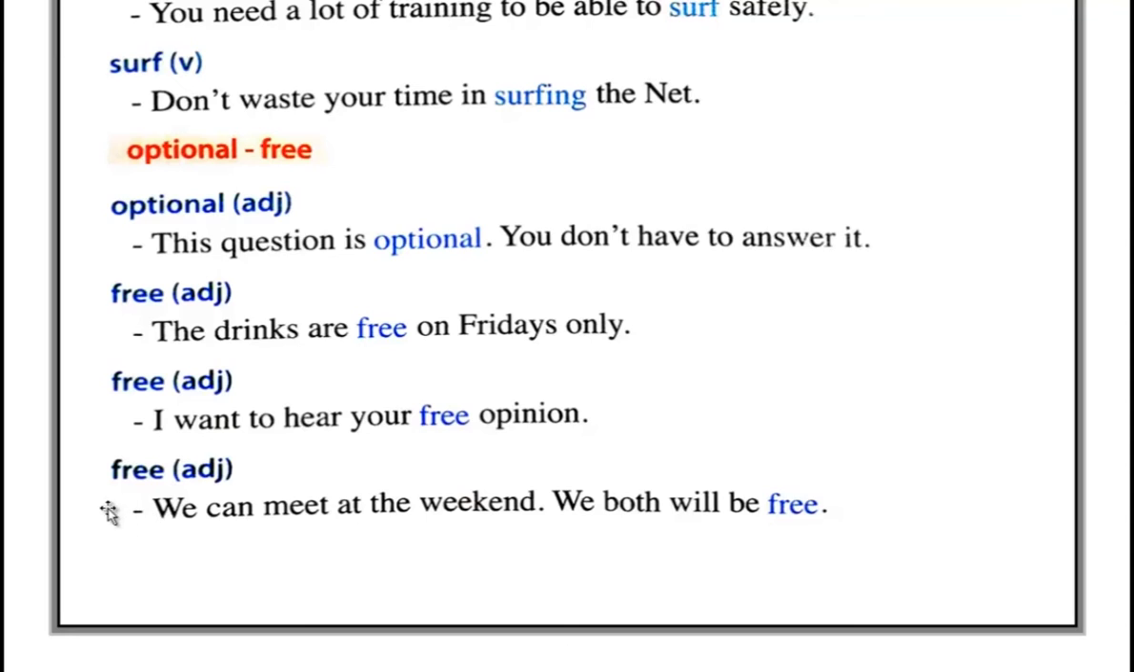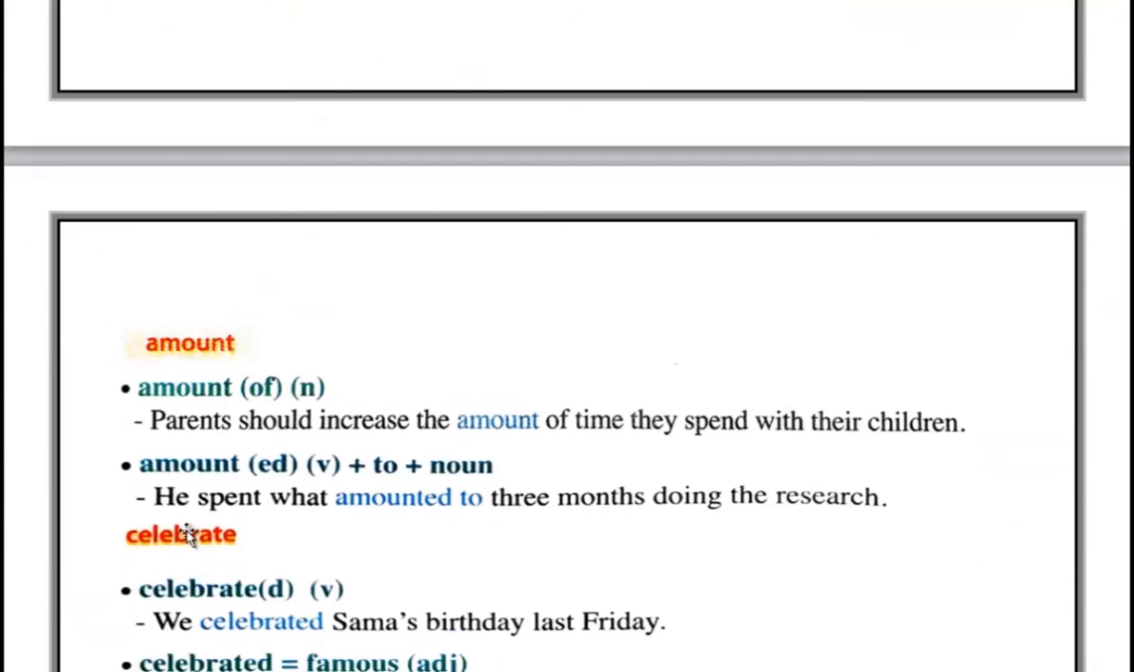As for free here, we can meet at the weekend. We both will be free. We don't have any work. So we have now 3 meanings of free. Free, I am free on Friday. What does it mean? I don't have work to do.